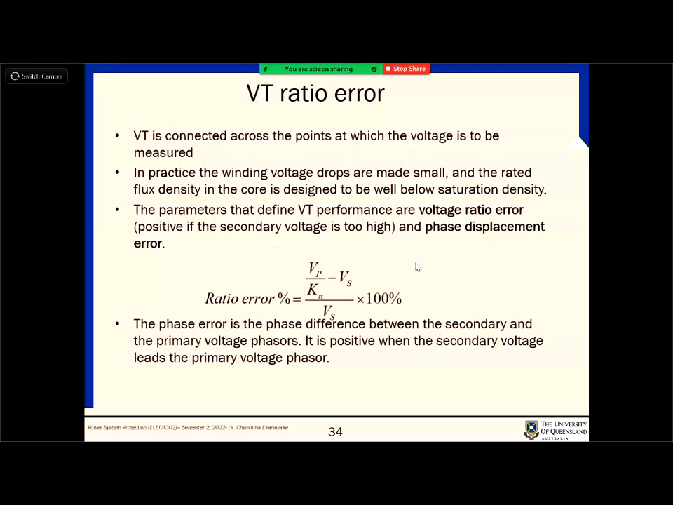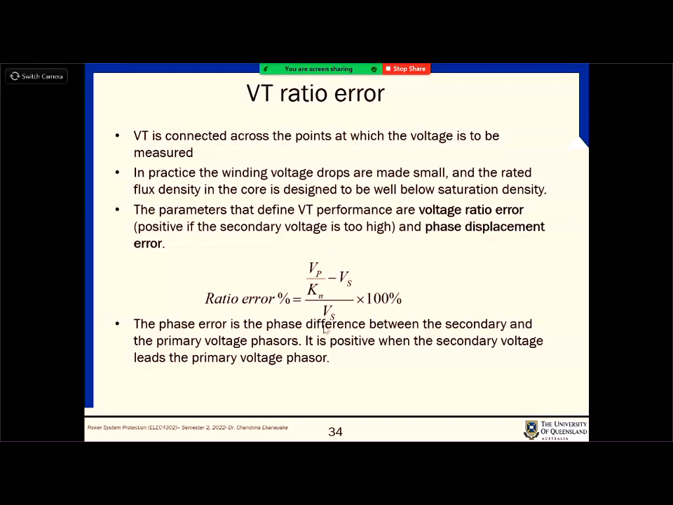And also if they are out of phase slightly, like we expect that primary and the secondary voltage should be in phase, but then if there is a small angle, 1 degree difference or 0.5 degrees difference, then that is the error. That error is called the phase error. So you will have magnitude error plus phase error for a VT.